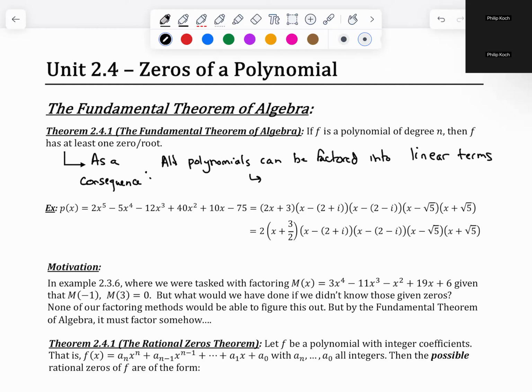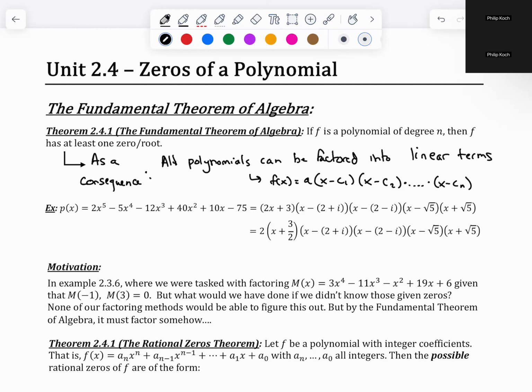What I mean by that is f of x, a polynomial, can always be written as a times x minus c sub 1 times x minus c sub 2 times dot dot dot times x minus c sub n. That's the far more useful aspect of it. The better version of the fundamental theorem of algebra says that everything can be broken up into linear factors with complex coefficients.